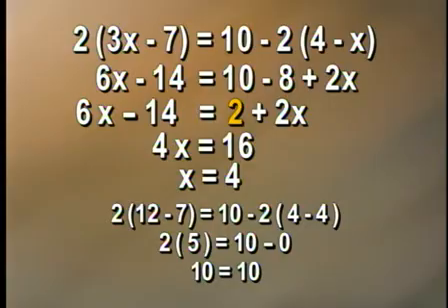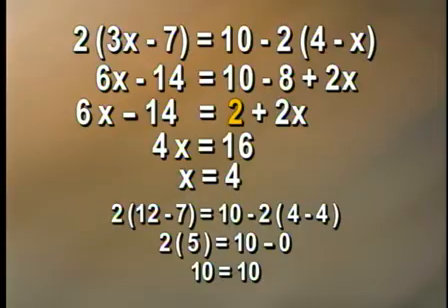Checking in the original equation, 2 times 12 minus 7. We've replaced the x with 4, and of course the 3x becomes 3 times 4, or 12, equals 10 minus 2 times 4 minus 4. Well, 12 minus 7, now we can do the parentheses first. 12 minus 7 is 5. 2 times 5 is 10. On the right side, 4 minus 4 is 0.